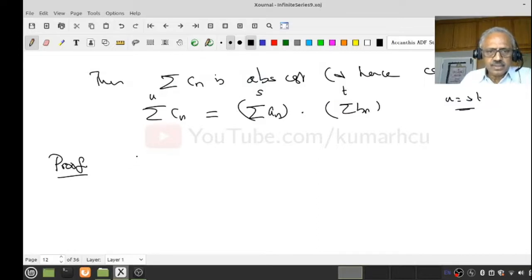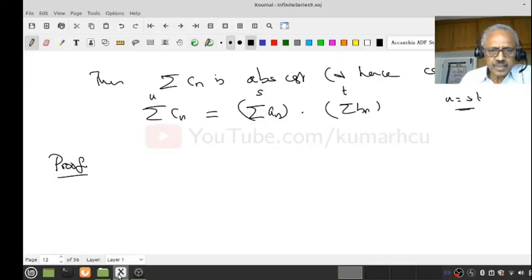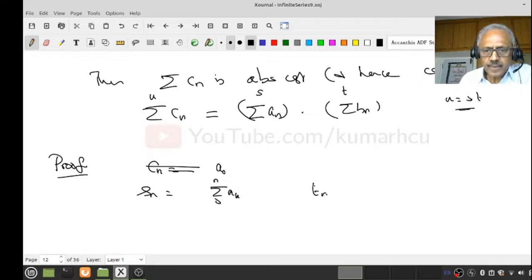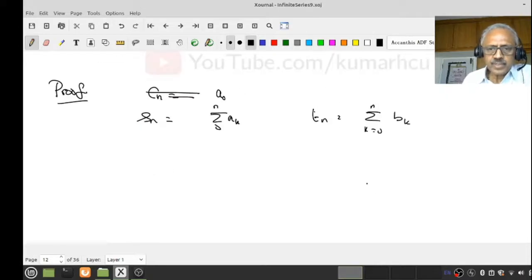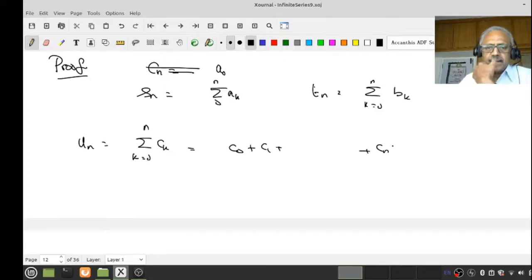Mostly the proof is somewhat algebraic in nature. Let us look at what Cn is. Let Sn be the partial sums, Tn be the partial sums, and Un be the partial sums, the sum of Ck, k equal to 0 to n. But this is what? C0 plus C1 plus up to Cn, right? But what does this involve?